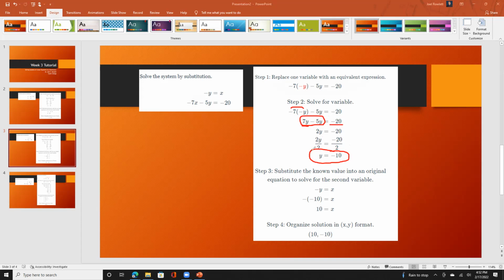And if y is equal to negative 10, you can go to either one of these equations and make the substitution. Obviously, this one's the easier one. So if you substitute negative 10 in place of y, that's going to give you minus a negative 10, which is a positive 10. So the system has a solution of x is equal to positive 10, y is equal to negative 10.